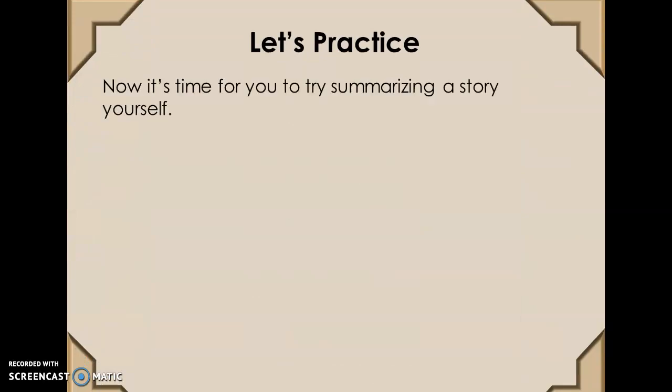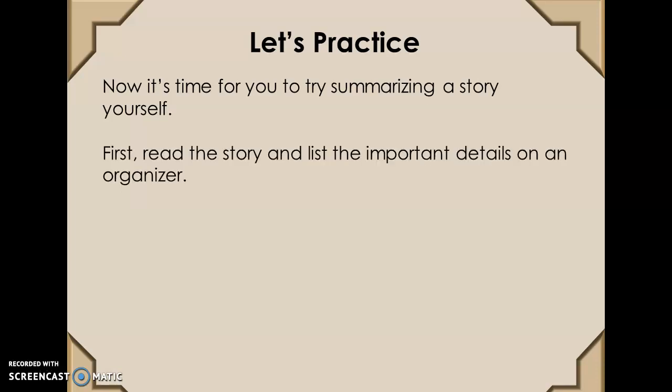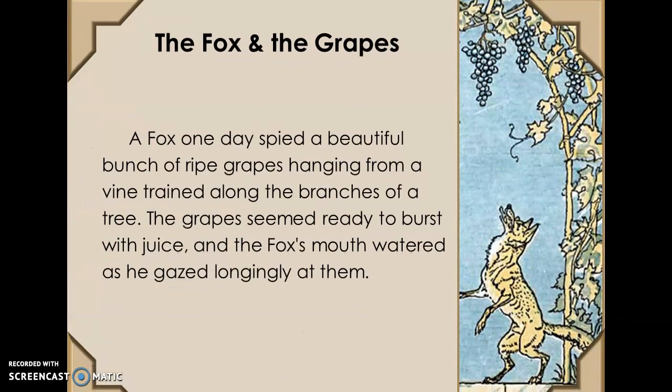Let's try some practice. We're going to try summarizing a story on our own. You're going to read the story, so you use the independent reading book or Nancy Drew book that you are currently reading for class, and write down the important details on a piece of paper. We're going to practice using some short passages before you go on to do some yourself.